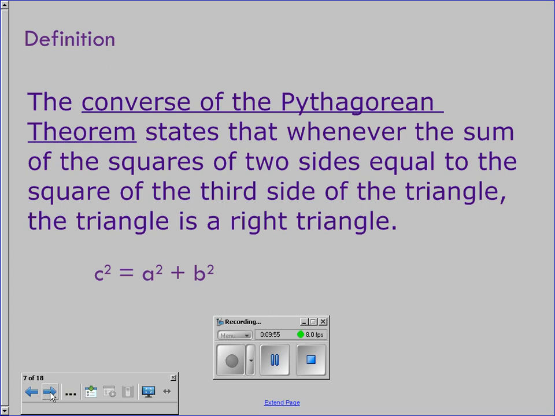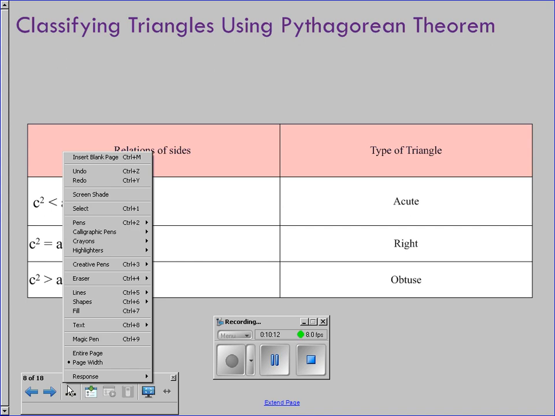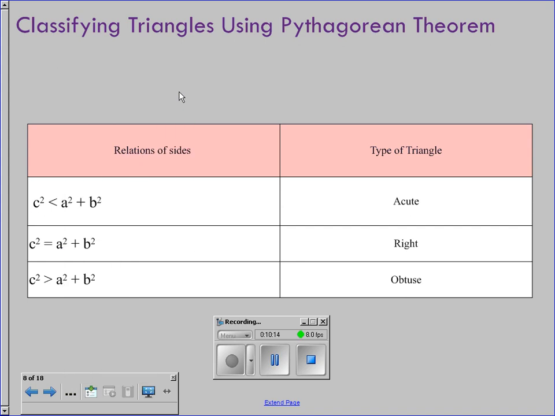Moving on. Okay, this is the next thing that's true. We can classify triangles using the Pythagorean theorem. Now, make sure you're taking note that we have our relation of sides and then our type of triangle. In all of the relations of sides, we have c squared first. C squared is less than, c squared is equal to, and c squared is greater than.